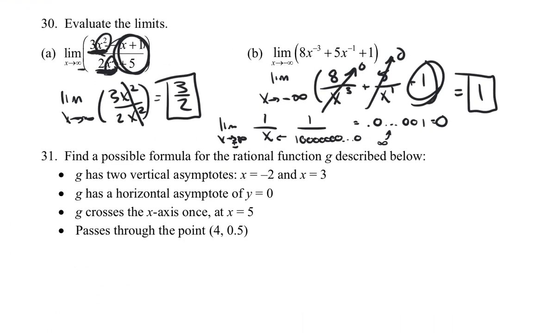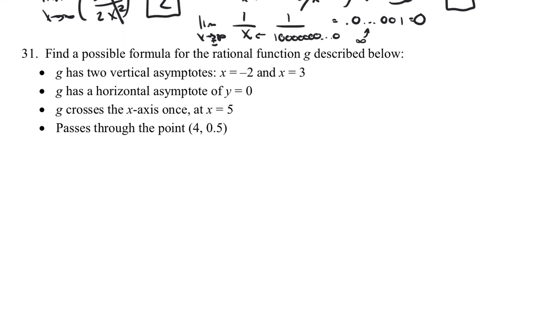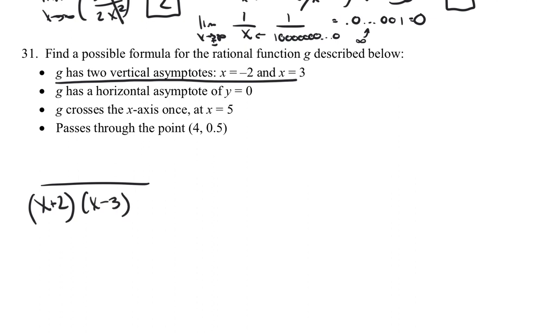All right, question 31. Find a possible formula for the rational function described below. We can start: we know we have two vertical asymptotes, and we know those go in the denominator. So we start with x plus 2 and x minus 3. We have a horizontal asymptote of 0, so we know there's going to be a higher power on the bottom.